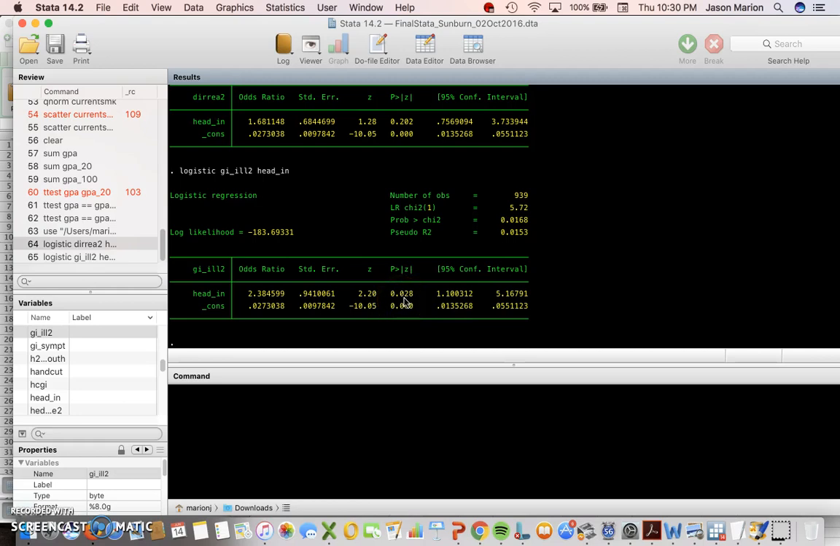That means that we are 97.2% sure that the odds of disease among those who put their head in the water is greater than those who did not. Since this is below 0.05, it's actually 0.028. So if you did 1 minus 0.028, it's about 97.2. So we're about 97.2% sure that there is a statistically significant harmful effect of putting your head in the water towards you getting GI illness.